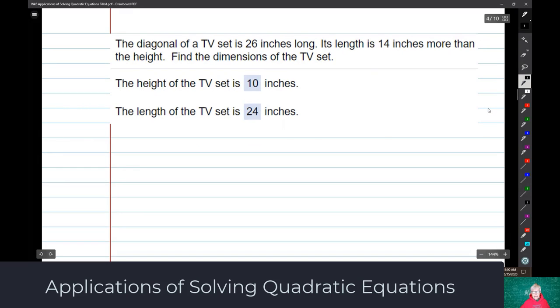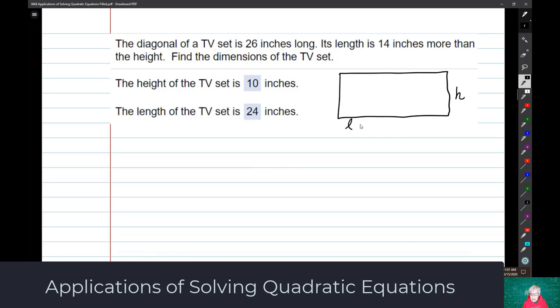Aha, a television set. Okay, the diagonal of a TV set is 26 inches long. Its length is 14 inches more than the height. Find the dimensions of the TV set. Okay, so we have the height and we have the length, but this says that the length is 14 more inches than the height. So that's going to be whatever the height is plus an extra 14 inches. While the diagonal is 26 inches.